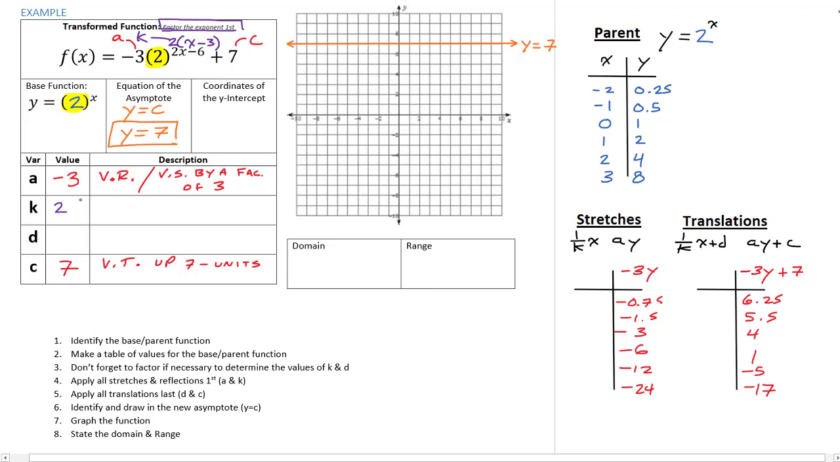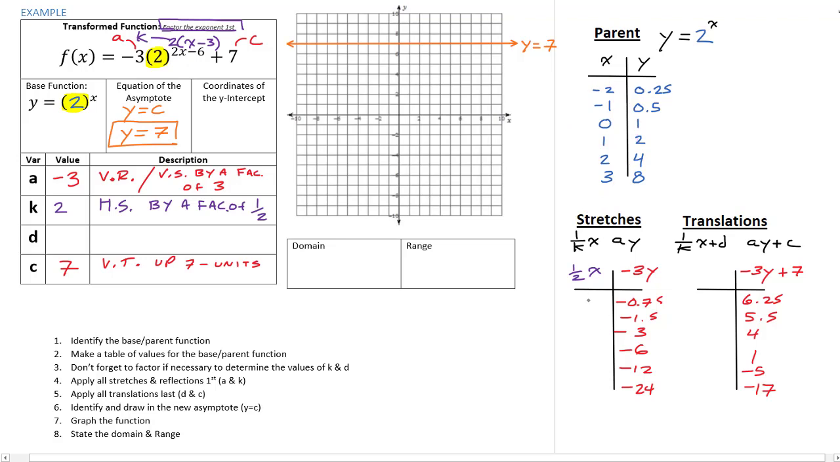And remember, we're actually multiplying by the reciprocal of that. So we are going to have a horizontal stretch. It's not negative, so we don't have to worry about a reflection, by a factor of 1/2. So we're going to multiply all the x-coordinates by 1/2. Let's multiply all of these x-coordinates here by 1/2.